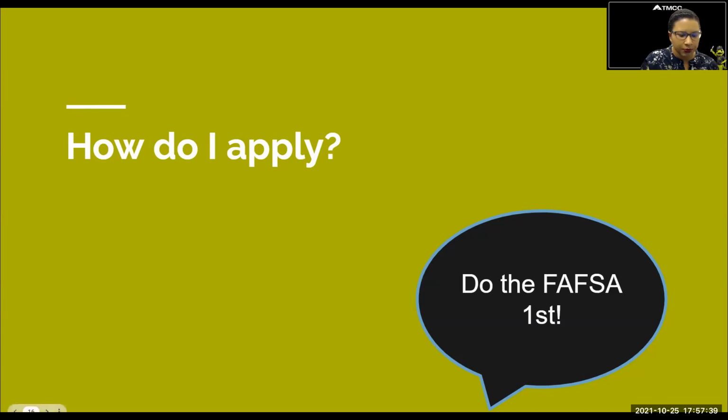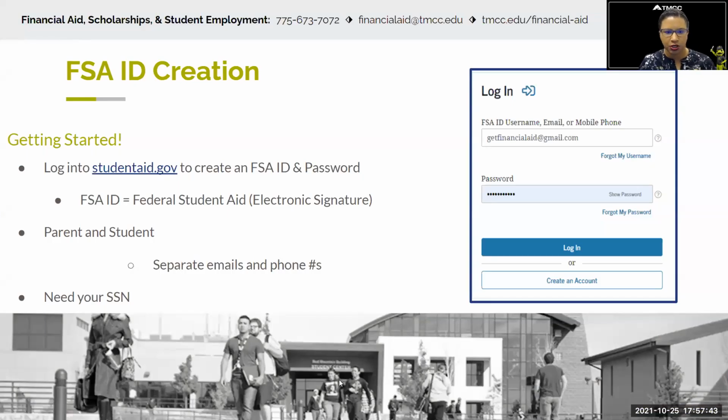I'll have another poll question for you here in a second, but the first step to filling out the FAFSA is to create an FSA ID. Like I said a little bit earlier, it is a username and password that allows you to access studentaid.gov. Studentaid.gov is where the FAFSA is housed along with other parts of the federal student aid options.